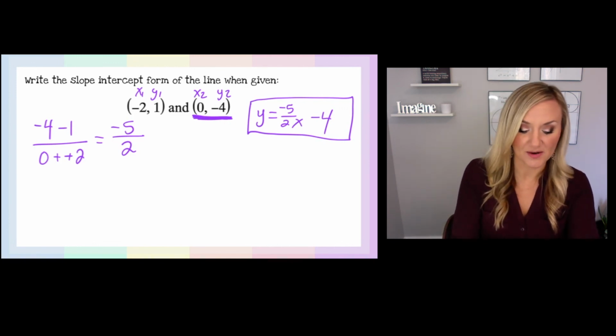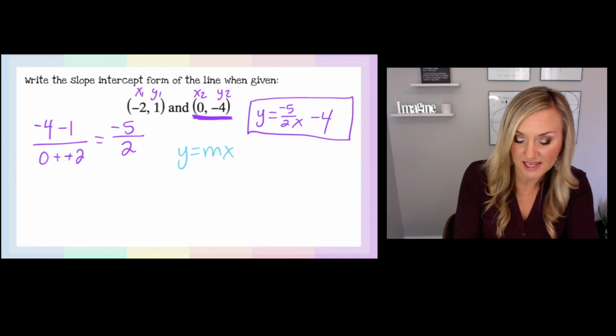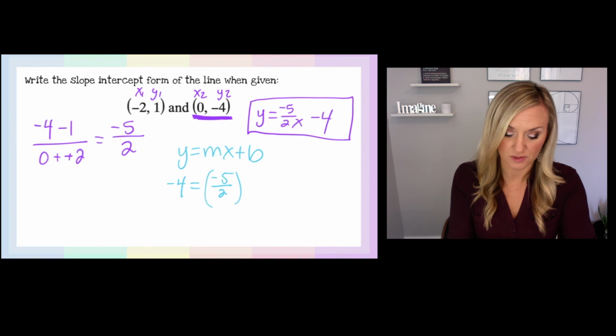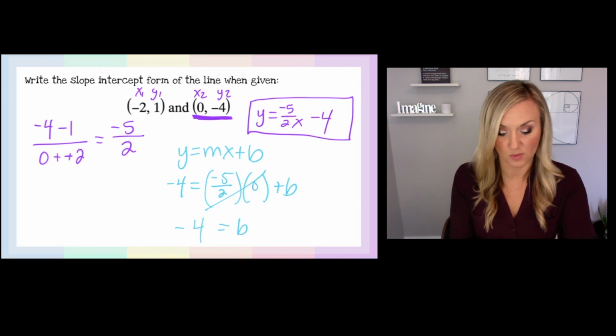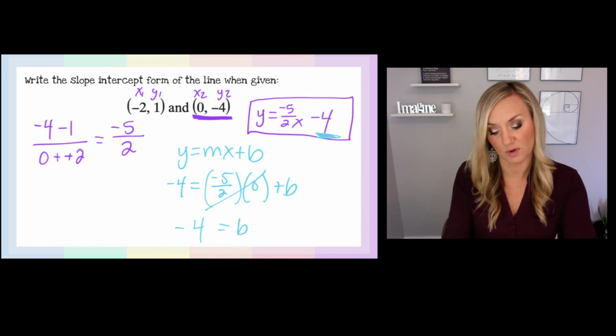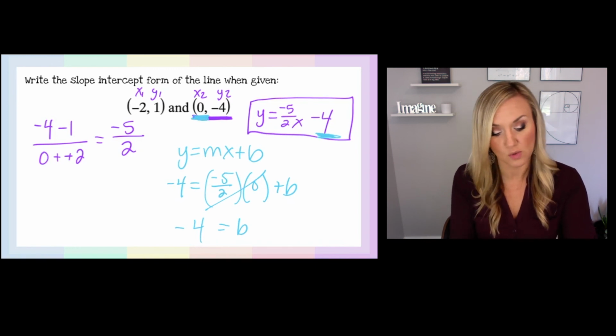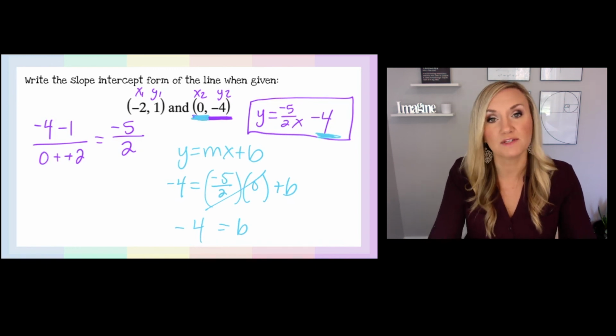All right, so I'm going to start off with y equals mx plus b, and my y is -4, my slope is -5 over 2, and the x value is 0 plus b. So b then is -4, the y-intercept, which is what we got. So it's really important to look to see if you already have the y-intercept as one of your points.